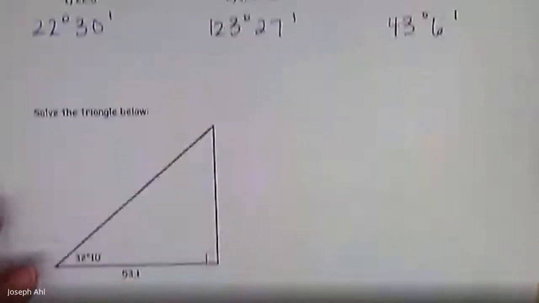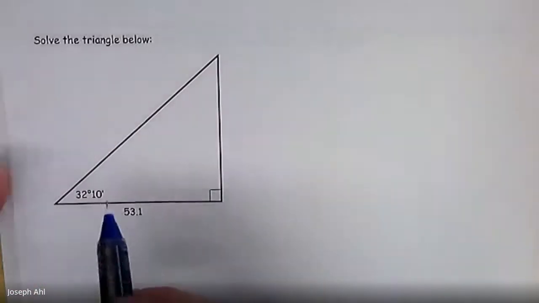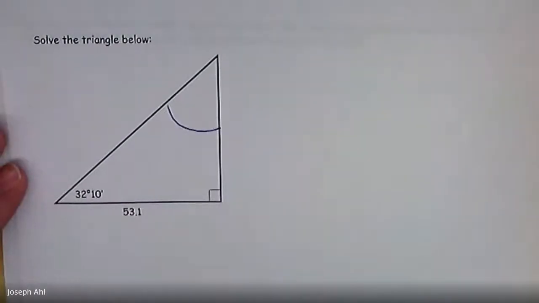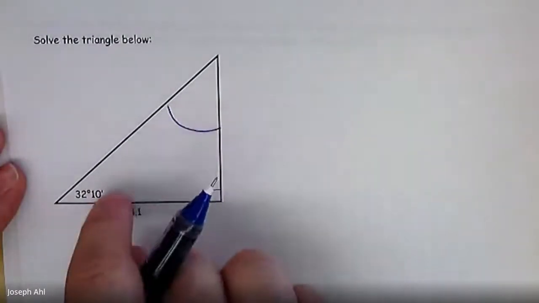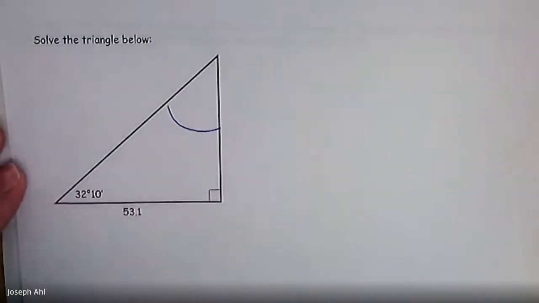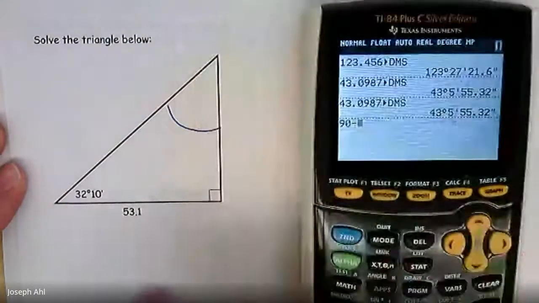This is solve the triangle below. We did a solving question earlier. We were actually given an angle already, so we want to find this angle right here. Now, remember, the way I did this earlier is I knew that these two angles added up to 90, right? So I can do 90 minus. Here's where we're going to type in 32 degrees, 10 minutes.